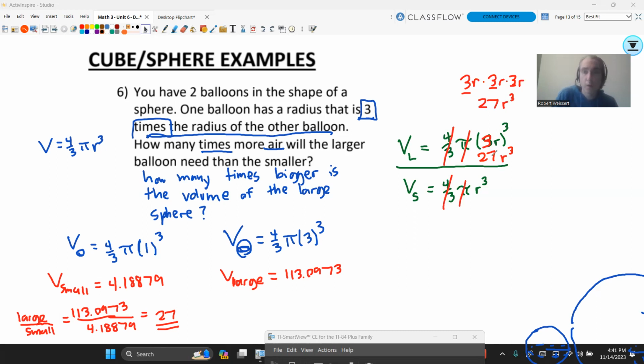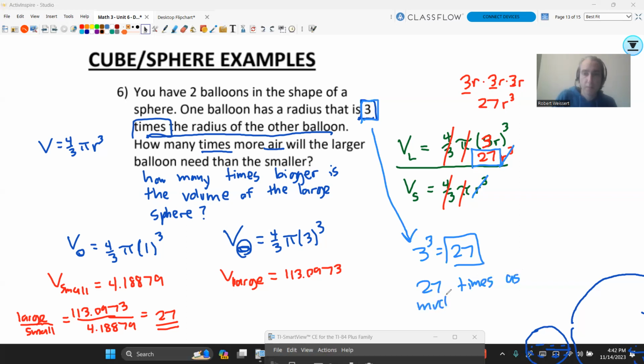And guess what? Those r to the third powers cancel out too. So the only thing I have left on the numerator is 27. That means that volume will always be 27 times as big. Or you can just look at that 3 and say, it's cubic units. It's going from 1 dimension to 3 dimensions. So I'm going to do 3 to the third power, and that's going to be equal to 27. Tricky problem, but theoretically, there's your formula for it, and it's going to be 27 times as much air. So 27 times as much air in the larger one than there is in the smaller one. Crazy, huh?